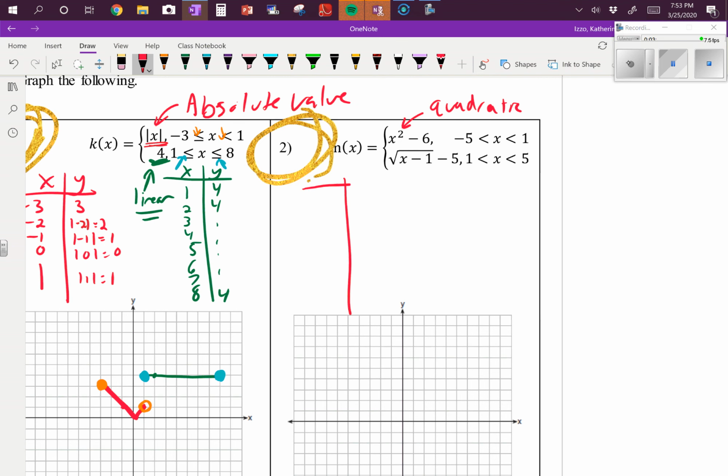Negative 5, negative 4, negative 3, negative 2, negative 1, 0, 1. Okay, x squared minus 6. That's going to be tricky. So we take x squared, so that's negative 5 squared, and then minus 6. So that's 25 minus 6 is going to be, what was that, Squirrel?